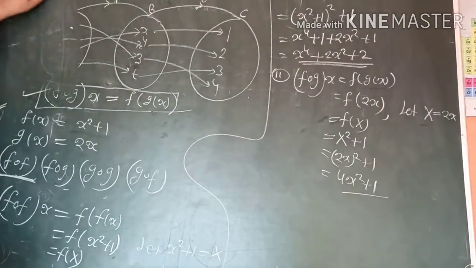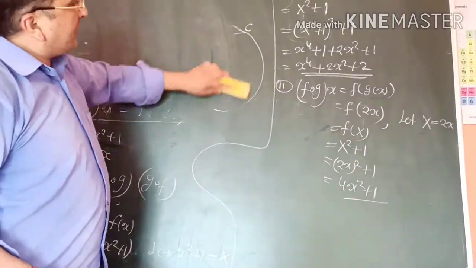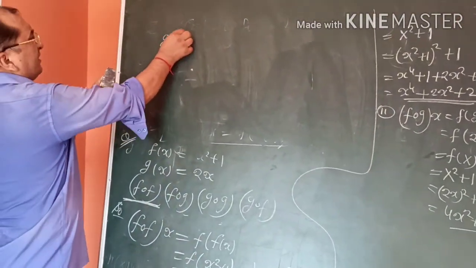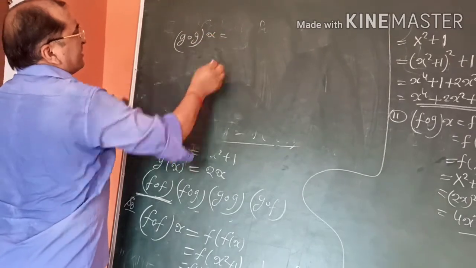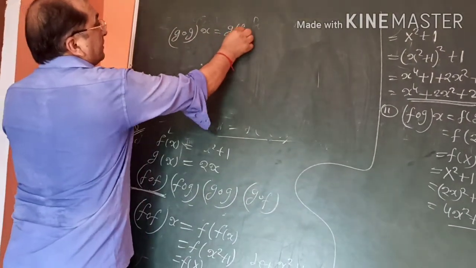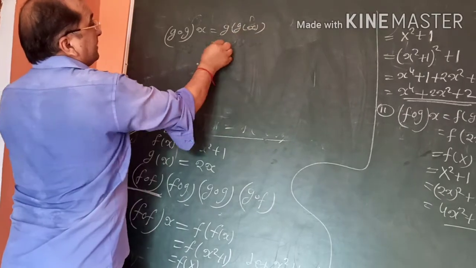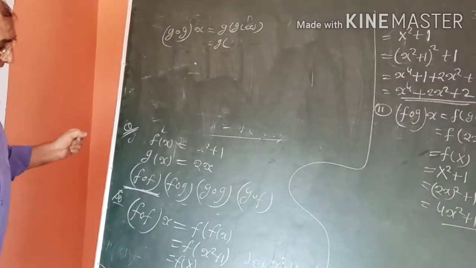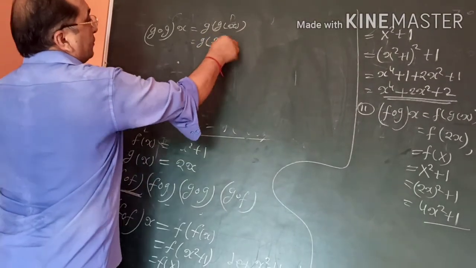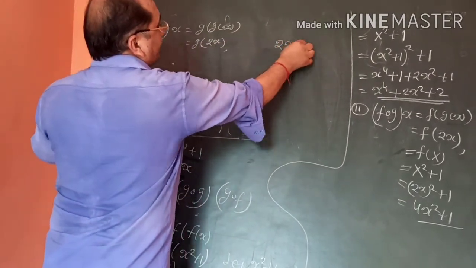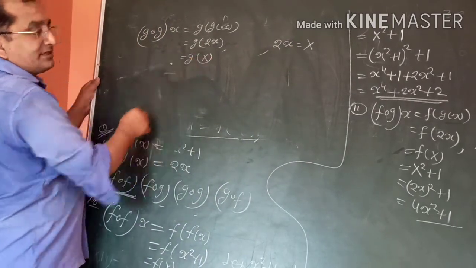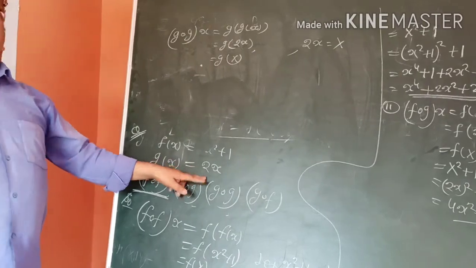Now see, in the same manner, come to the third part of it. What is g o g? g o g of x means g of g of x. What is g of x? g of x is 2x. Let us suppose 2x equal to capital X. We are assuming g of x is defined as 2x again.